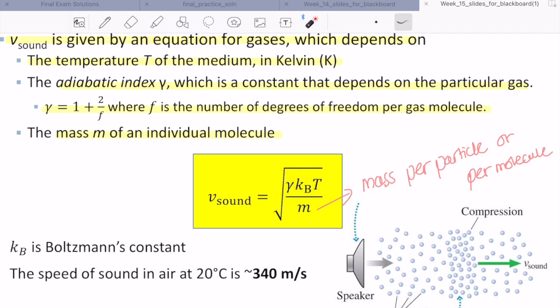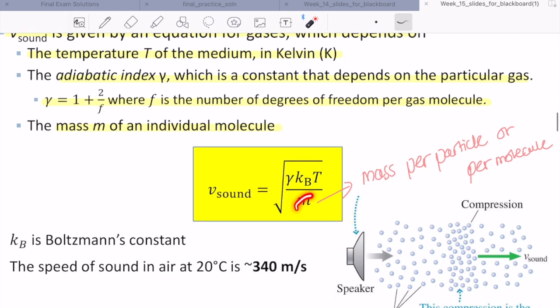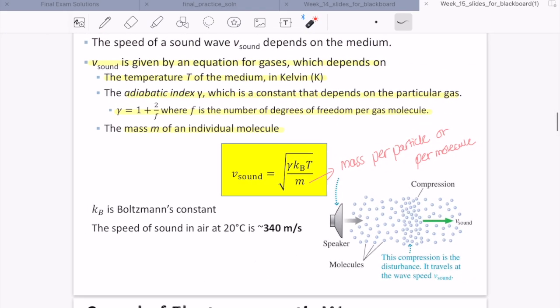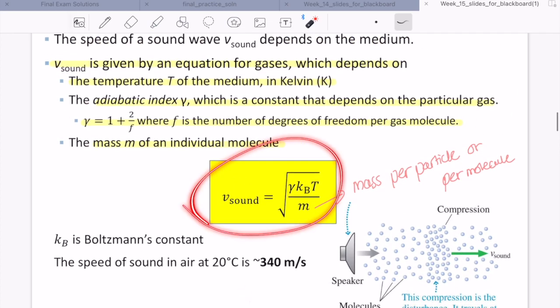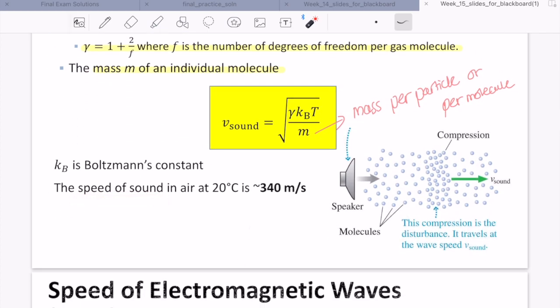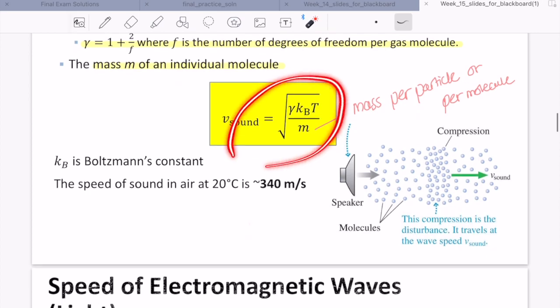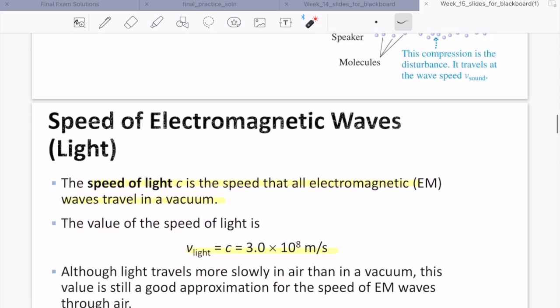Your Boltzmann's constant is 1.38 times 10 to the negative 23 joules per Kelvin. Temperature is in Kelvin, and this is mass per particle, so don't plug in molar mass. It's mass per molecule. This is just a derivation of all this stuff, but we have already figured out that the speed of sound in air at 20 degrees Celsius is 340 meters per second. I don't think you're ever going to have to use this equation necessarily. I'm not sure if it's on the equation sheet, but generally the speed of sound is 340 meters per second whenever you're solving a problem that involves it.